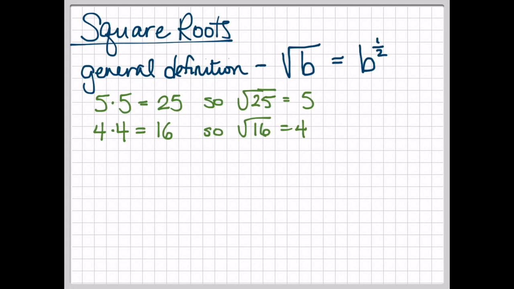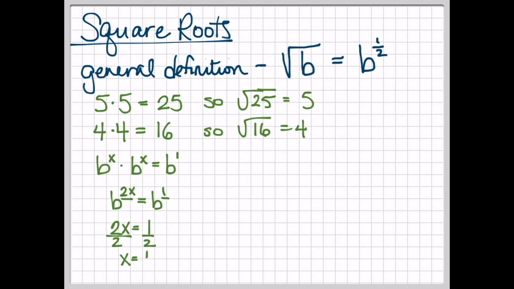So what happens if I have something like this? b to the x times b to the x equals b. We know that's b to the first power, so let's try to simplify. b to the x times b to the x is really b to the 2x, equals b to the first power. If I'm trying to solve for x here, I can just look at these exponents. So 2x equals 1. To undo multiplying by 2, we divide by 2, and now x just equals 1/2.